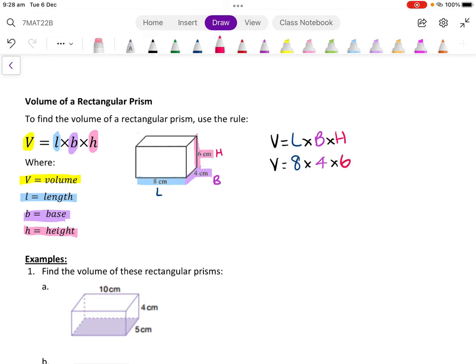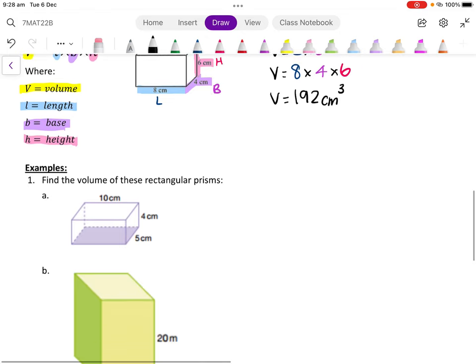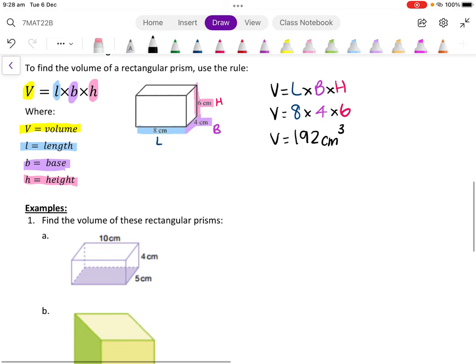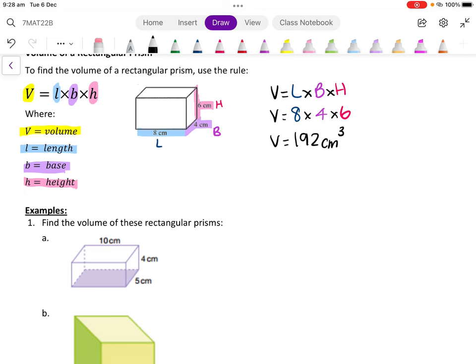And you may use calculators for this, so make sure you grab out your calculator and go 8 times 4 times 6 into your calculator to get that our volume equals 192 centimeters cubed. Okay, so remember we have our centimeters cubed there. What we're going to do now is you guys are going to have a go at this first example. So pause the video and have a go at finding the volume of this first rectangular prism.